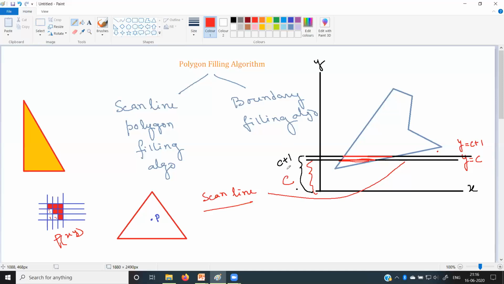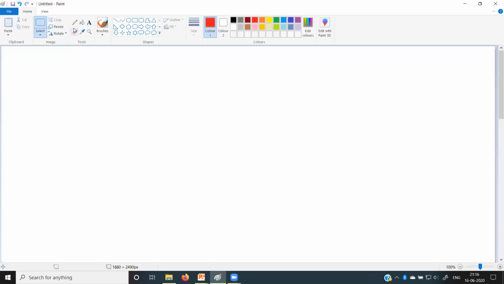Clear? So there are two types of algorithm. The first one is the scanline polygon filling algorithm and the second one is the boundary filling algorithm. Now we will discuss the scanline polygon filling algorithm. What is the approach? The approach for the scanline polygon filling algorithm is very simple. I have already discussed it. I am considering a figure like this one.